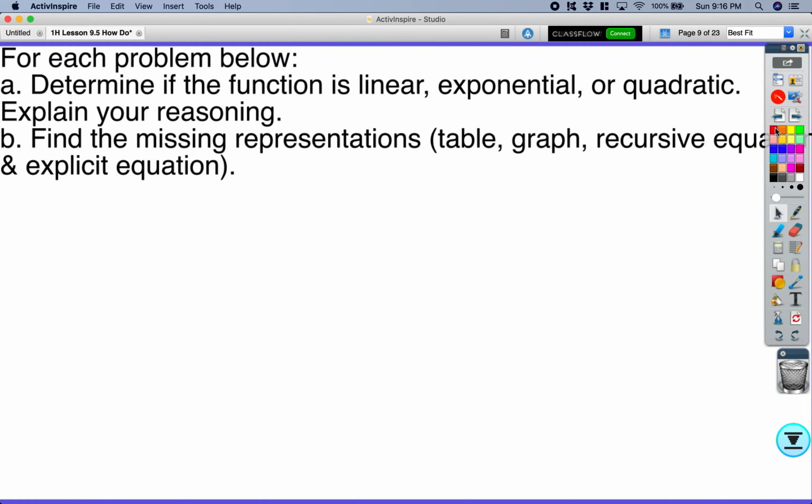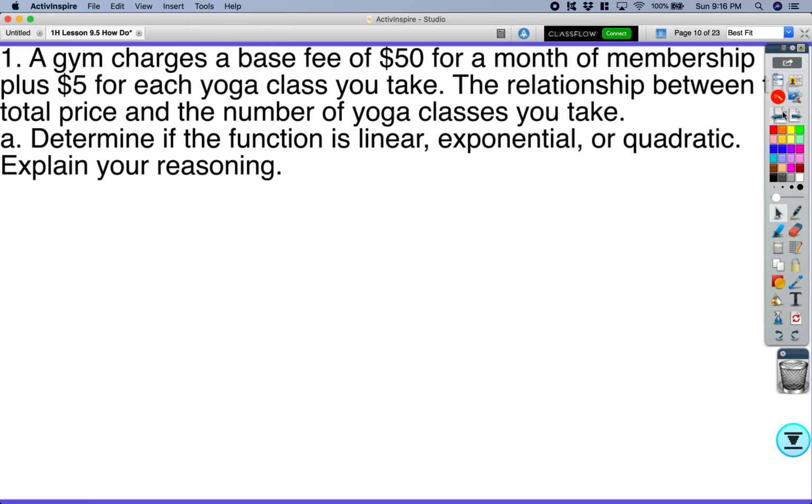It says for each of the problems below, determine if the function is linear, exponential, or quadratic, and explain your reasoning. And we're going to find the missing representation, whether it's table, graph, recursive equation, or explicit equation, and so forth. So we're going to find the missing one of those. Okay, so let's jump right into this.